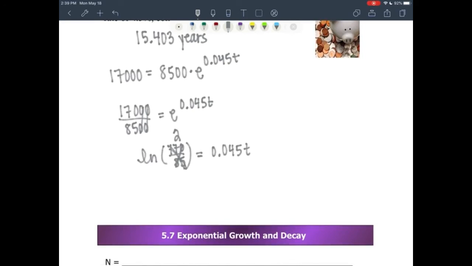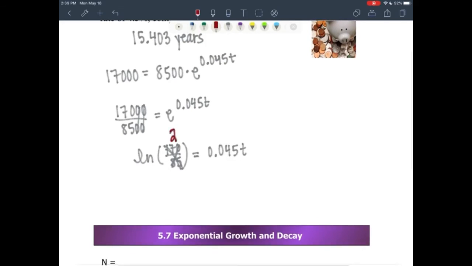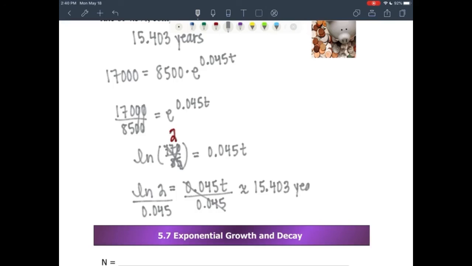And remember earlier I said that doubling, 2, happens every time. The doubling time is the natural log of 2 equals the rate times time. So we're going to divide by that rate. And there's the work that shows us that time is approximately 15.403 years. So hopefully you found that helpful, and you can see what's coming next. We've got exponential growth and decay on the way.